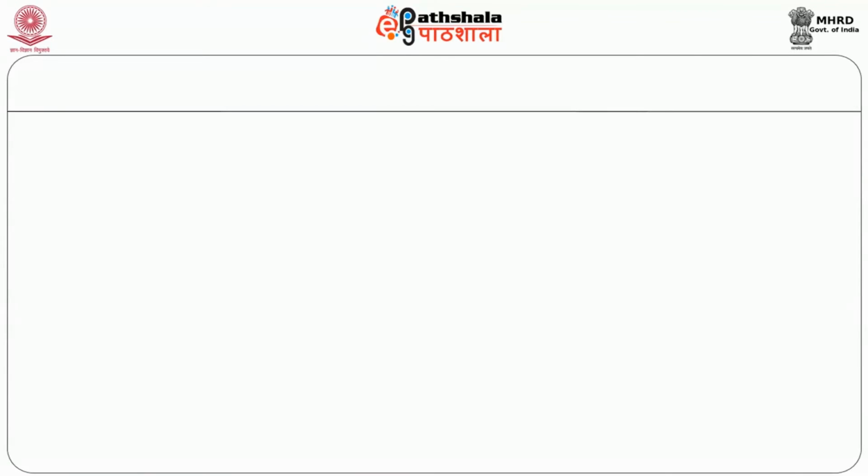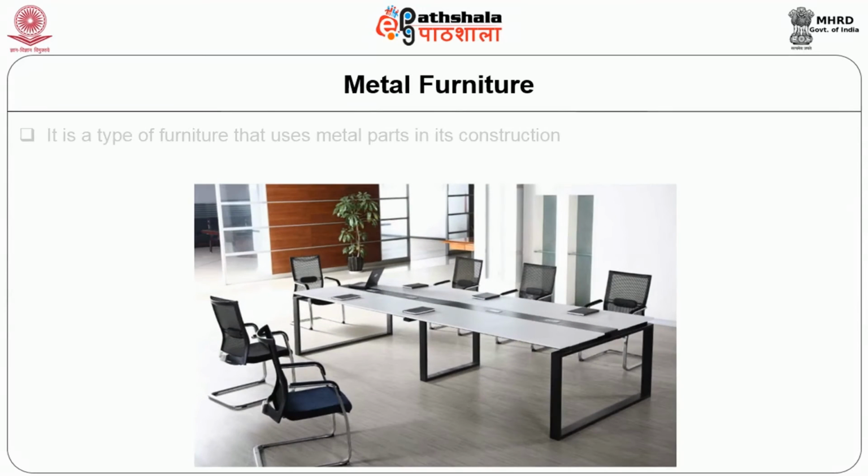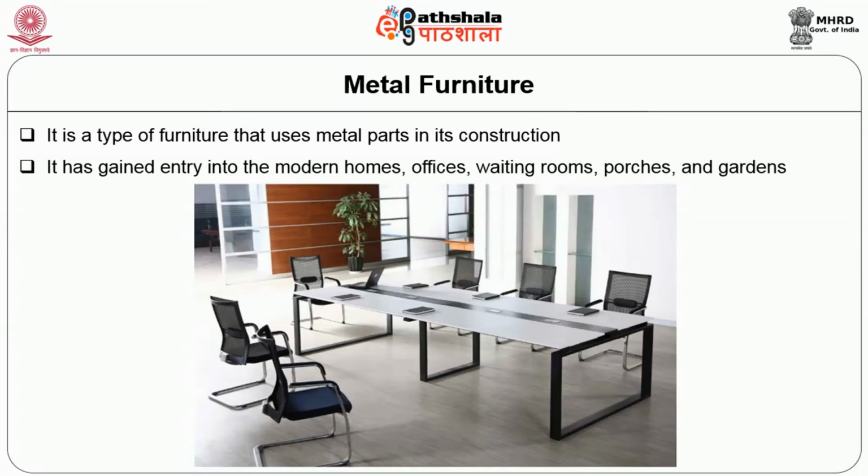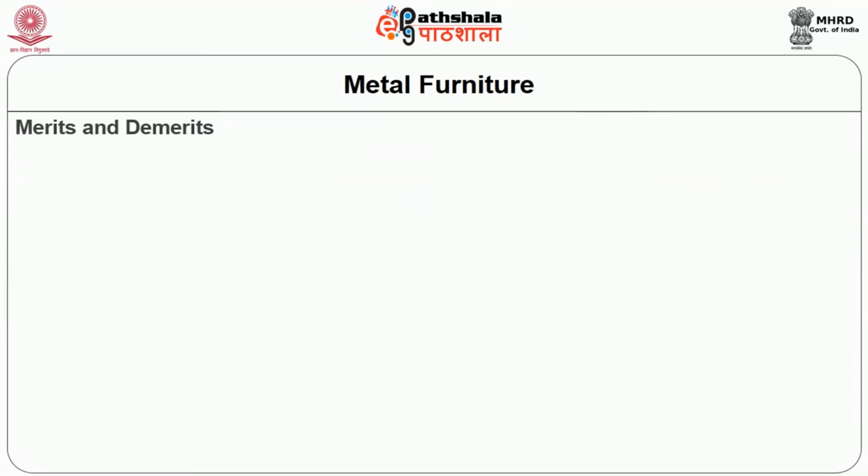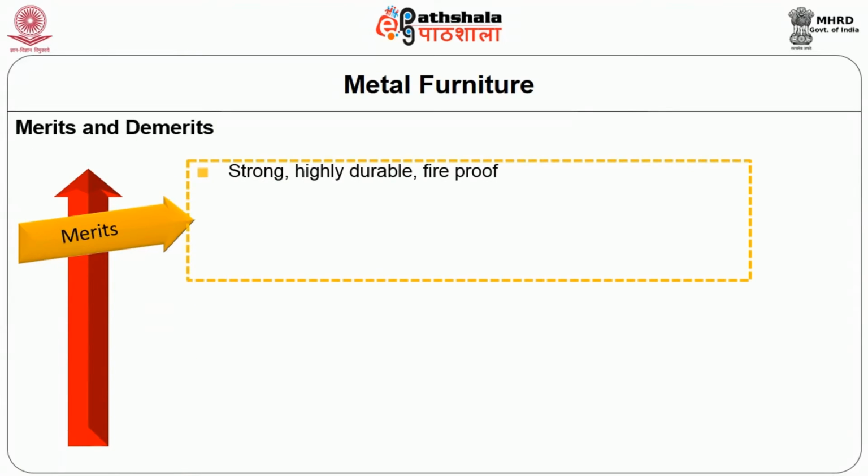The other material we are going to discuss next is metal. Metal furniture is a type of furniture that uses metal parts in its construction. It has gained entry into modern homes, offices, waiting rooms, porches and gardens. The advantages of metal furniture are that it is strong, highly durable, fireproof, light in weight, requires low maintenance and is heat resistant. It can give a beautiful look to the interiors also.